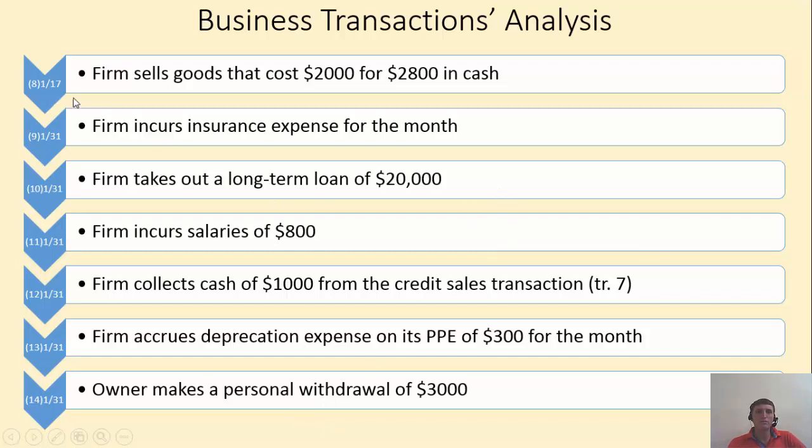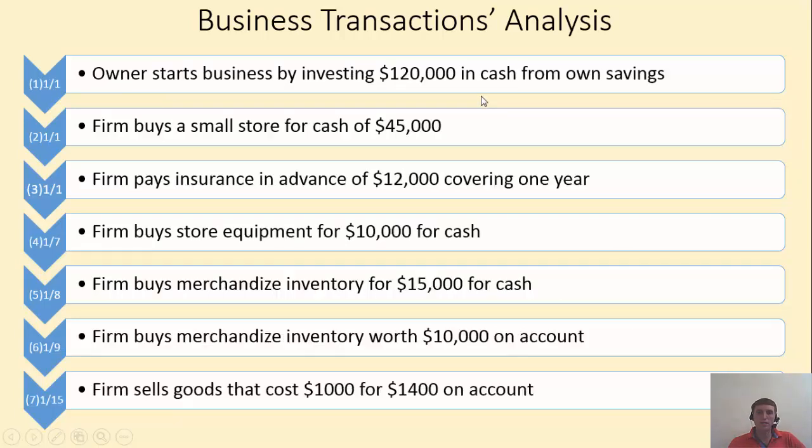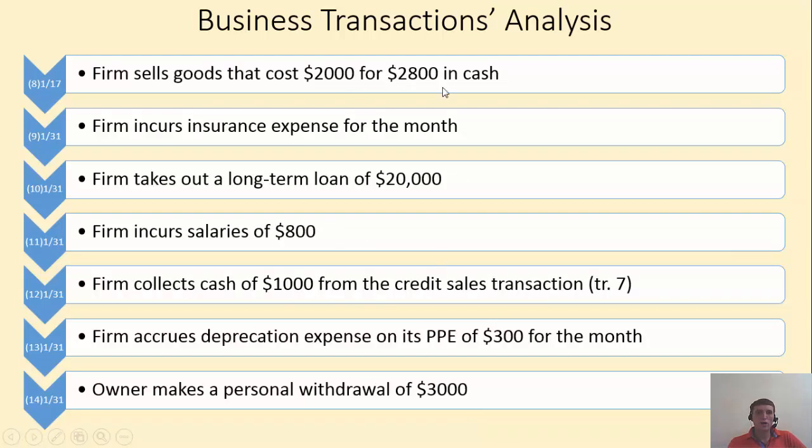Next slide. Firm sells goods that cost $2,000 for $2,800, this time in cash. Here, in the previous transaction, it sold on account, so it didn't receive money. Here, it actually received the money right when it delivered the goods. Firm incurs insurance expense for the month. That's what I alluded to earlier. We'll see how this is accounted for. The prepaid insurance expense is $12,000 for the whole year.